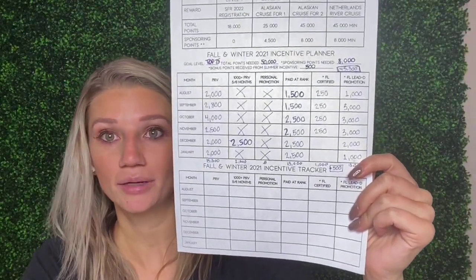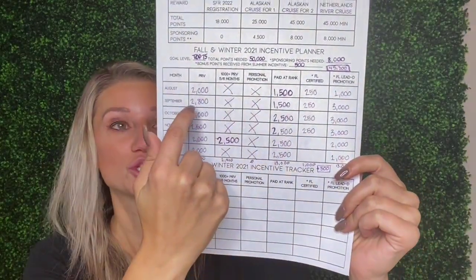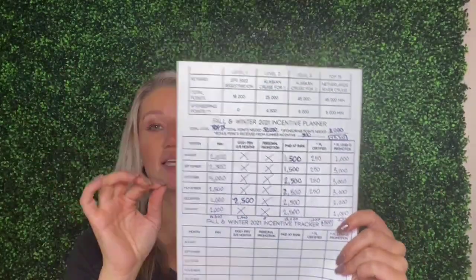$2,800 in September, so I need to sell an extra $300 next month because I was $300 short of my goal here. So I'll readjust my goals and I'll put, okay, so I didn't sell 2,800 in October, then my goal needs to be 4,300 because I only sold 2,500 in September. So just adjusting little ways like that.